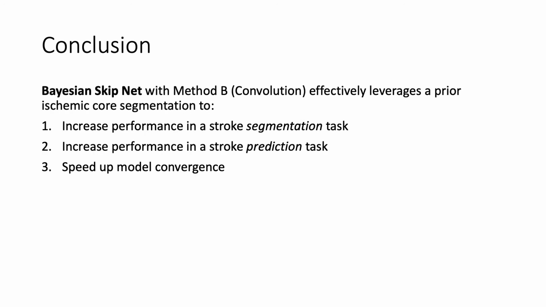So overall, we can say that integrating this prior segmentation obtained by a threshold-based method that is clinically validated seems to be a good idea, and that our proposed model, the Bayesian Skip Net with method B, so convolution, manages to effectively leverage this prior information to improve performance in both segmentation tasks, so the segmentation of the ischemic core, and increase its performance in a stroke prediction task where you have to predict the extent of the final lesion. Moreover, it also improves model convergence.